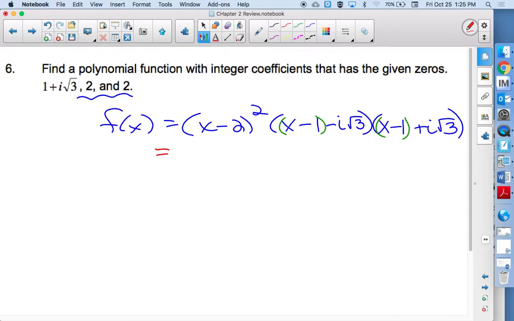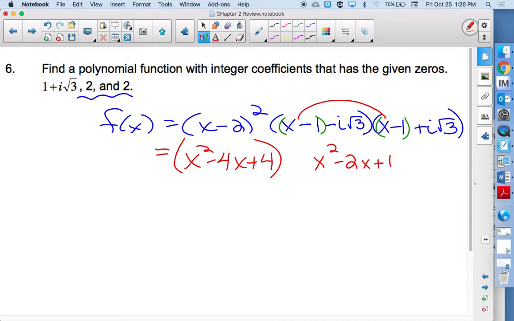So foiling the like pieces together, if we have x minus 2 quantity squared, Ellie, what does x minus 2 quantity squared give us? x squared minus 4x plus 4. All right, so that's one factor that now is expanded, so I'm going to put parentheses around it. And then the other two conjugates, multiplying these two pieces together. So if I do that, I get x squared minus 2x plus 1. The middle terms cancel because they're conjugates, and then I would multiply the last two pieces together.